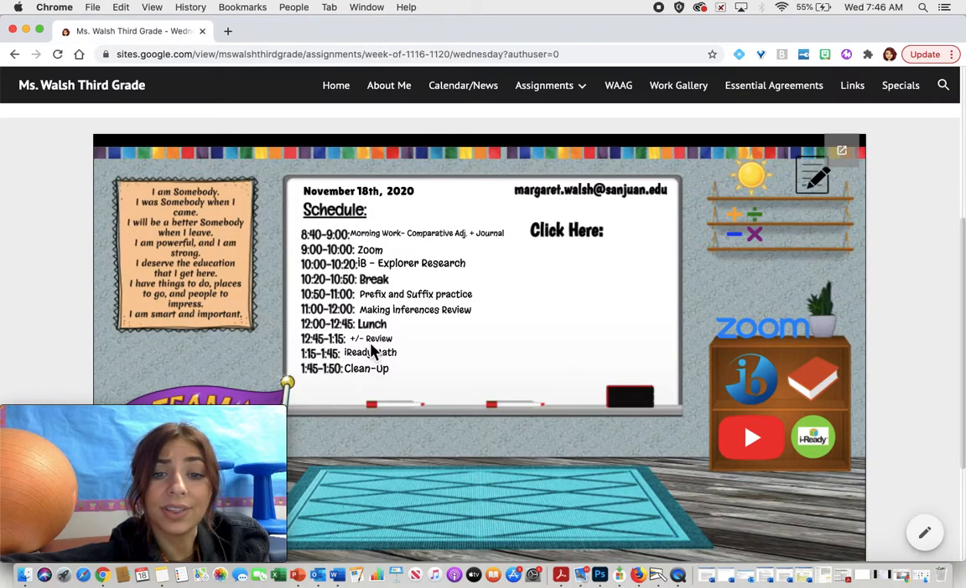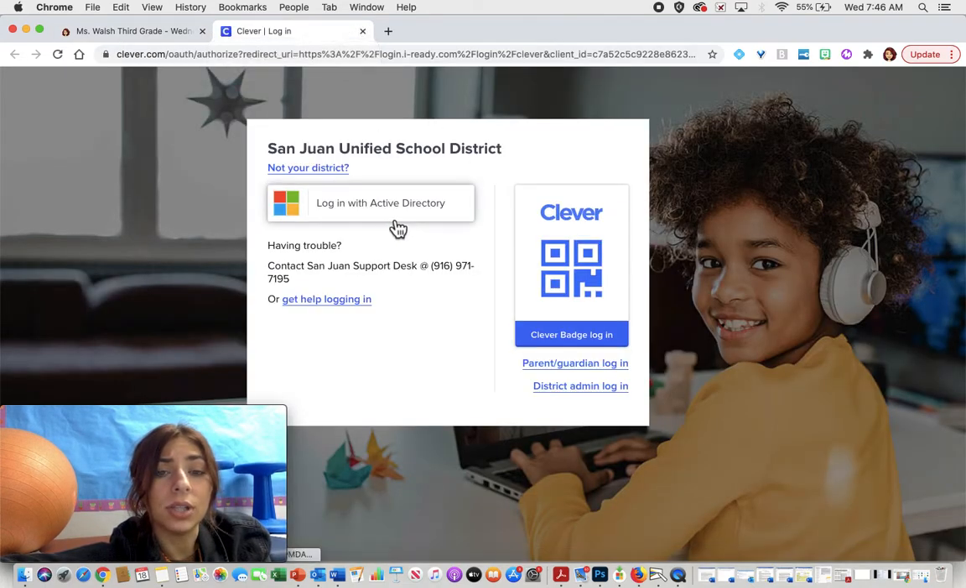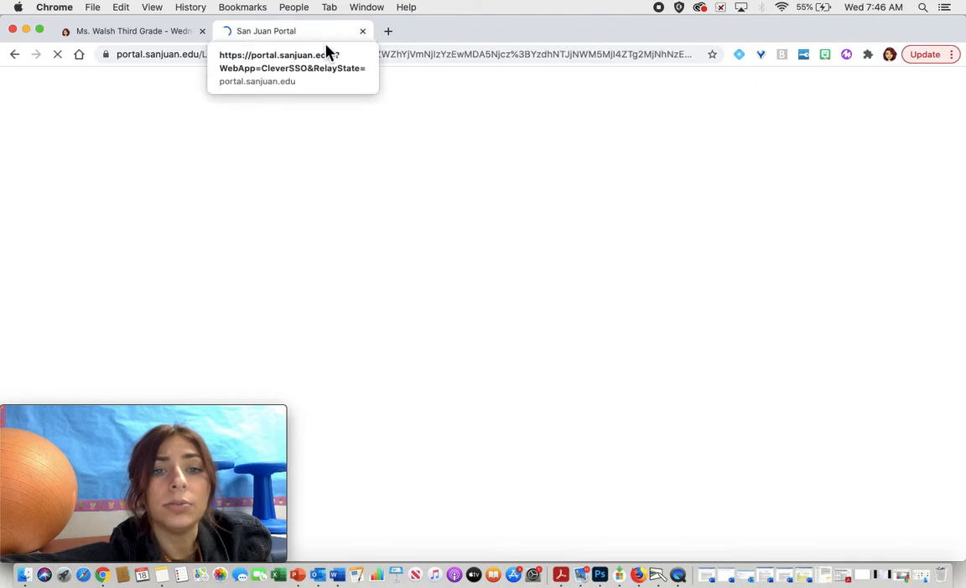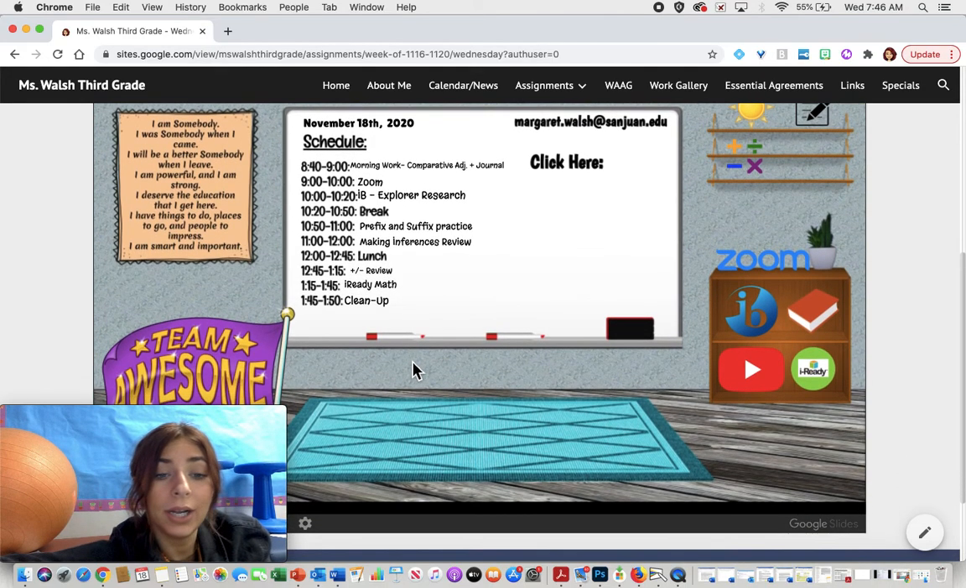And then after that, you have iReady Math. You click the little link over here. It takes you to your login. You just log in, and boom, it will take you to your iReady. And once you're in your iReady, you just do 30 minutes of math, and that will be it. And then clean up, and you're done for the day.